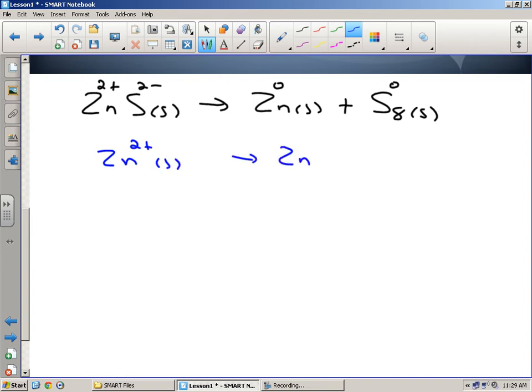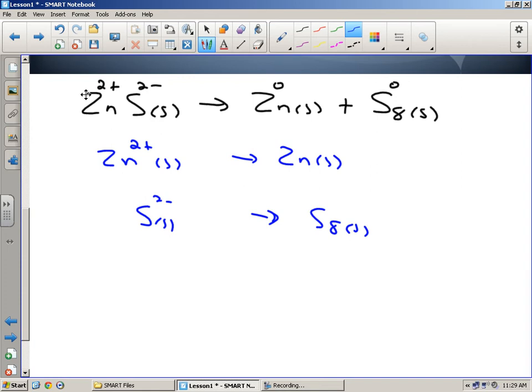Zinc 2 plus turns into zinc solid. Okay? And for that matter, if you don't want to even put electrons there yet, you can go to the next one. S2 minus turns into S8. Okay? If you really want to, kind of thing. Those are the two parts you're dealing with, right? There is only 2, so that's pretty much it.